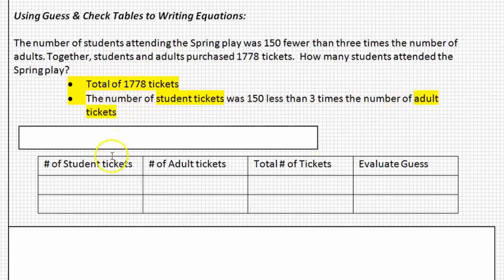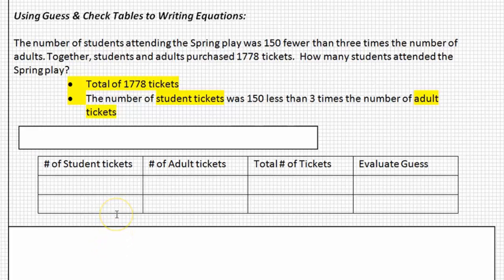So we would probably make a column for each of those things: the number of student tickets, the number of adult tickets, the total number of tickets, and then of course our evaluation of our guess. So check if it was right, X if it wasn't, and we would continue on making as many rows as we needed to, guessing and then checking our work to see if we could come to the answer.